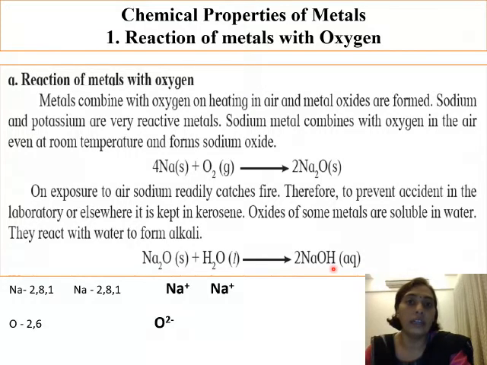Now what are alkalis? Hydroxides of metals of first group are called alkalis. So accordingly, we will have potassium hydroxide, lithium hydroxide, and sodium hydroxide. All these belong to first group, and their hydroxides are called alkalis because they are also soluble in water. So this is one example.